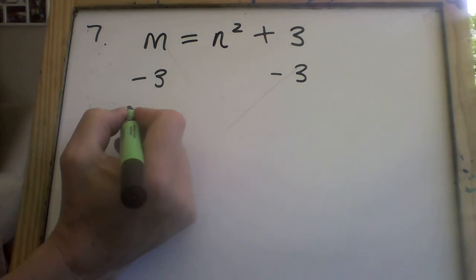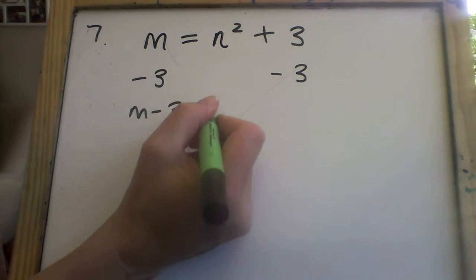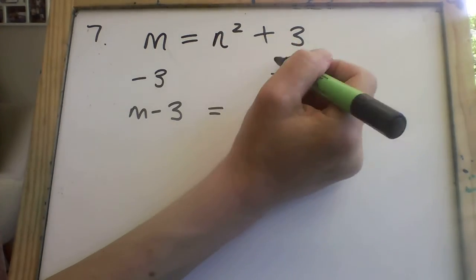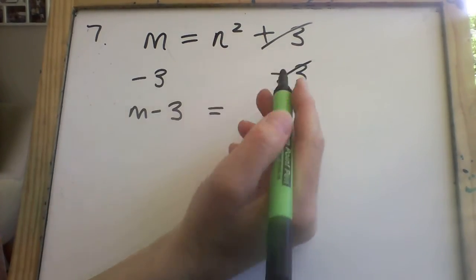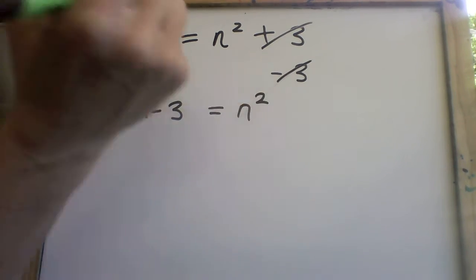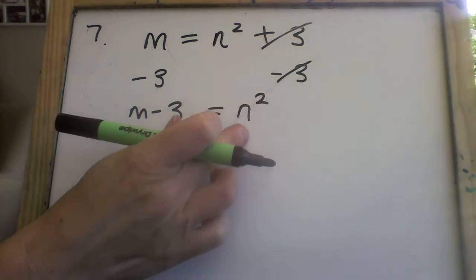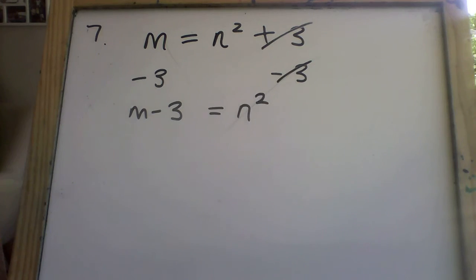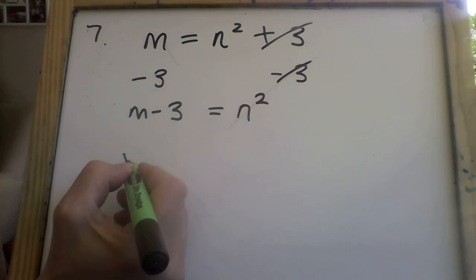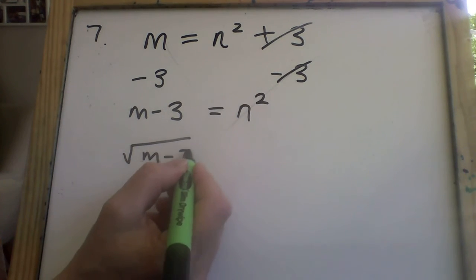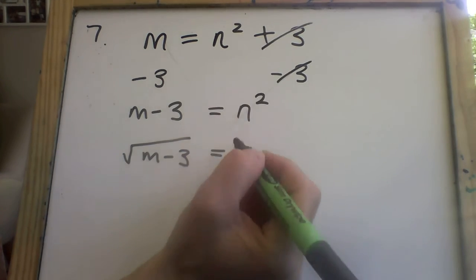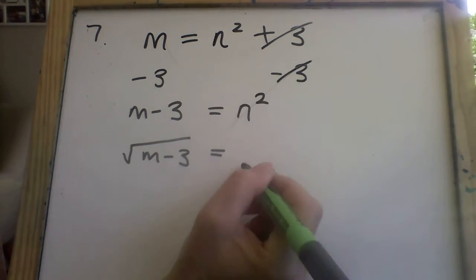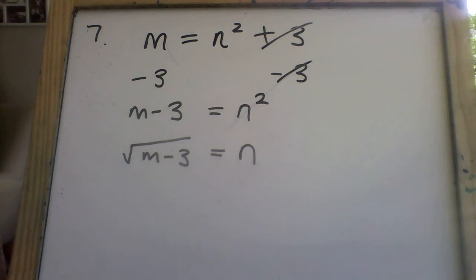So on this side, we're going to end up with m minus 3. And on this side, that cancels that out. We're just going to be left with n squared. So to get n by itself, we need to do the opposite of squared. And the opposite of that is a square root. So we're going to square root that side. And if we square root that side as well, that cancels out that squared and we just end up with n. So that's your answer to number 7.